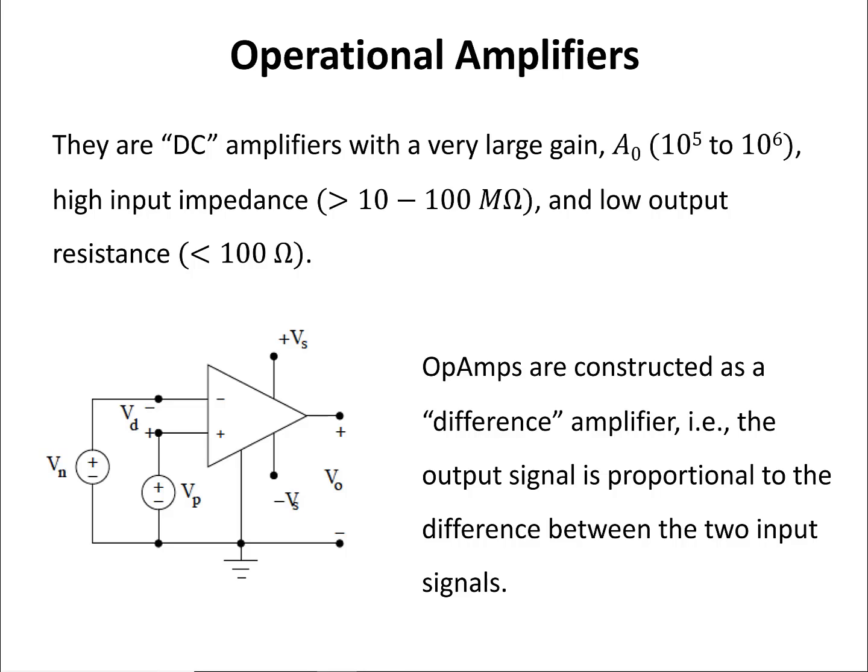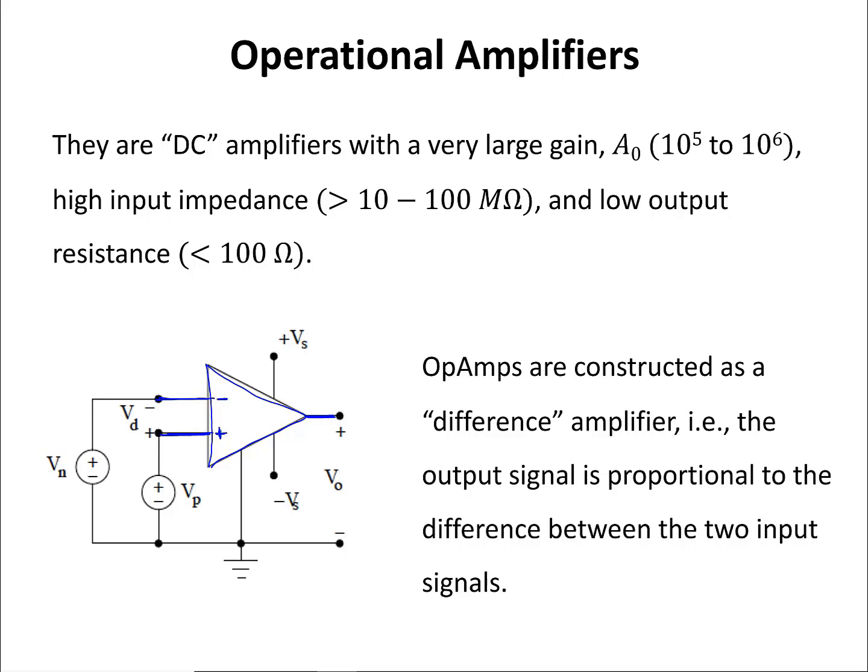So the abstract model for the op-amp is this triangular shape. It has two input terminals. This one is the negative terminal, or the inverting terminal, and this one is the non-inverting terminal, or the positive terminal. And here is where I get the output of my amplifier, or op-amp.